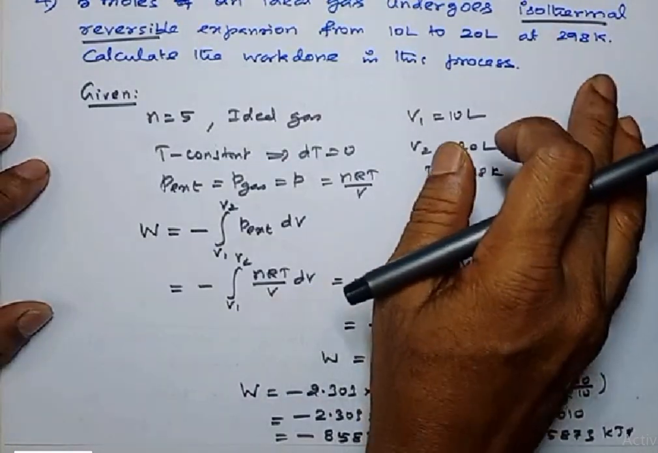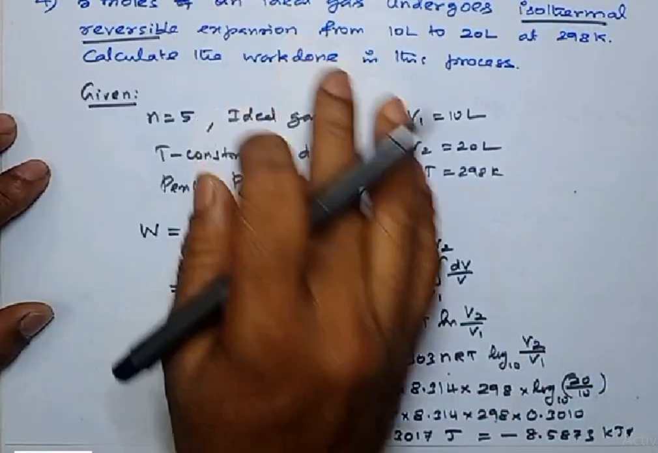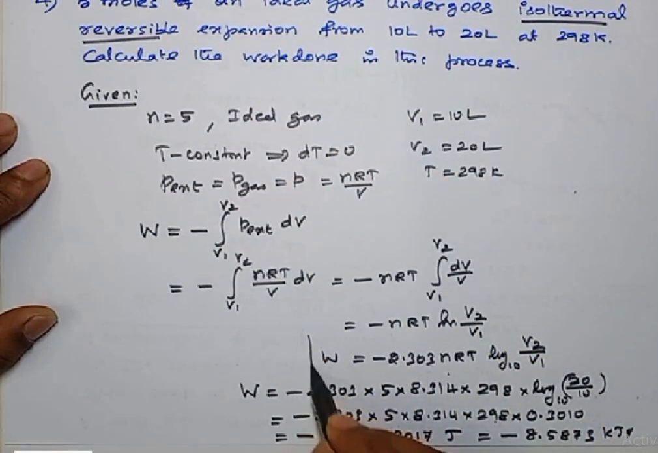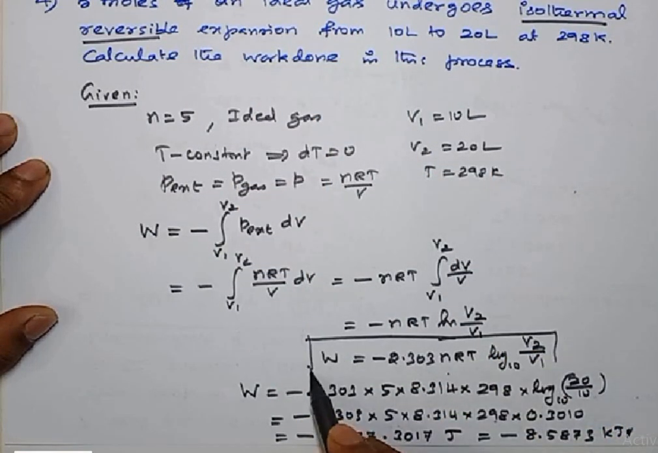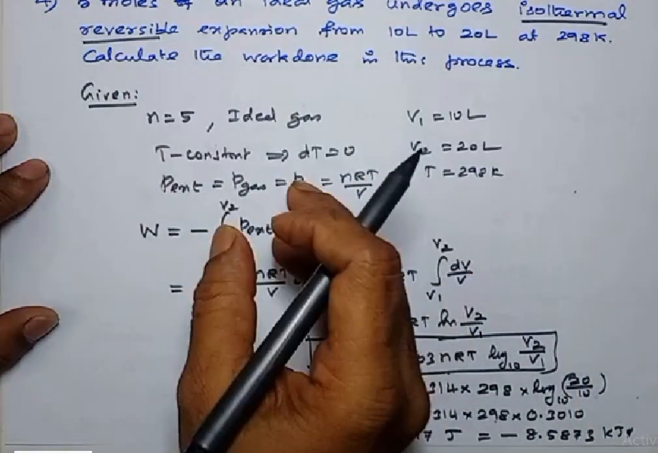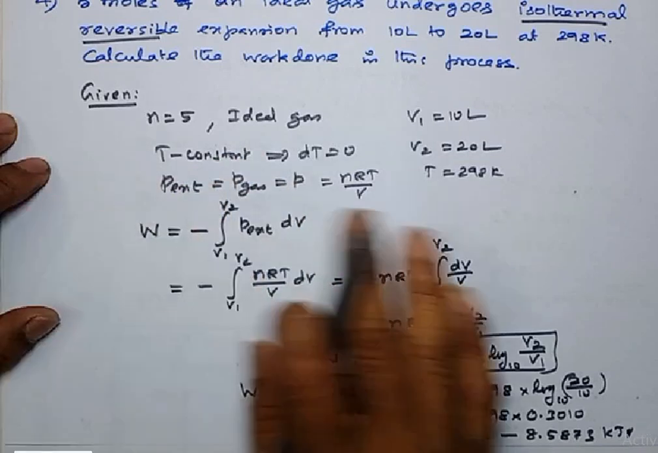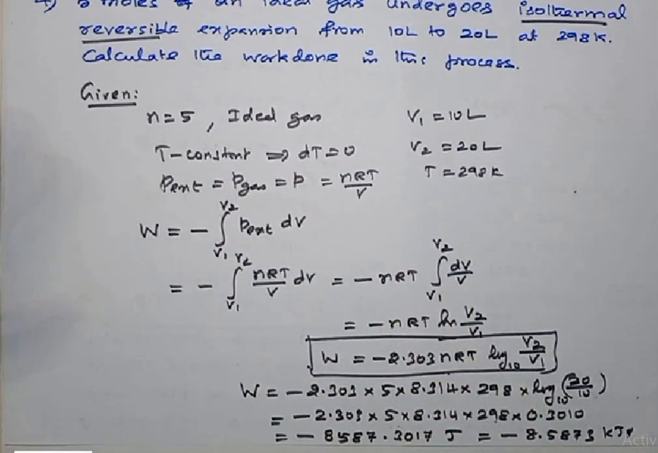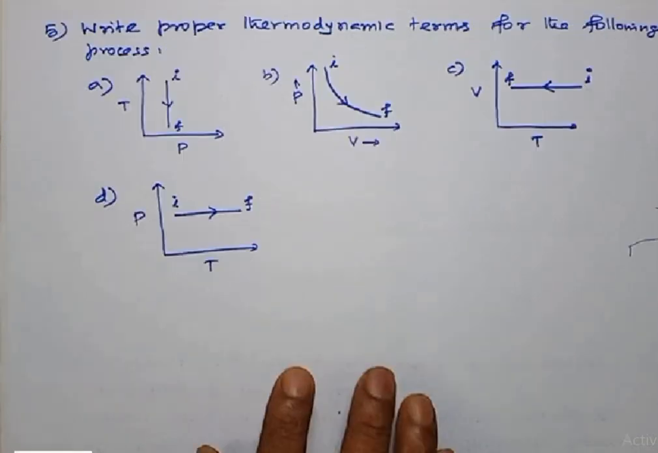Okay, if it is given isothermal reversible expansion or compression, use this formula directly. Try to remember this formula. You can directly write the formula and you can substitute the values and you can calculate the answer directly. You need not derive and all. Okay. Yeah. Now let me move on to the next question.